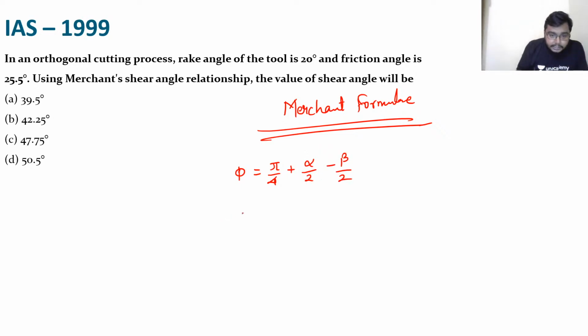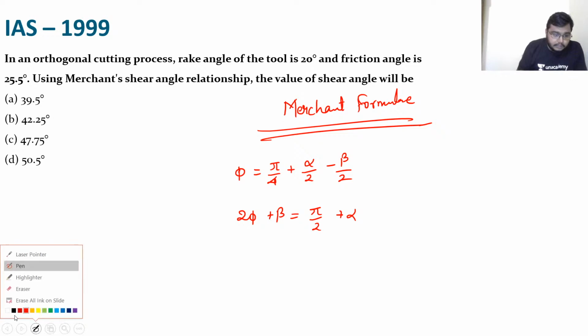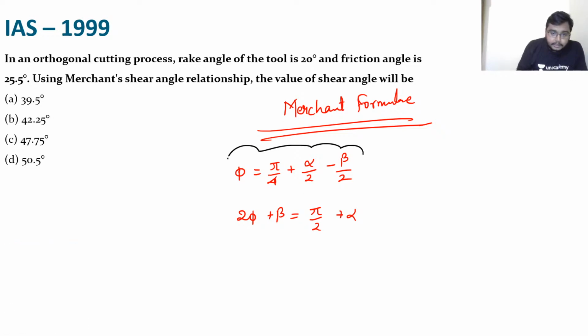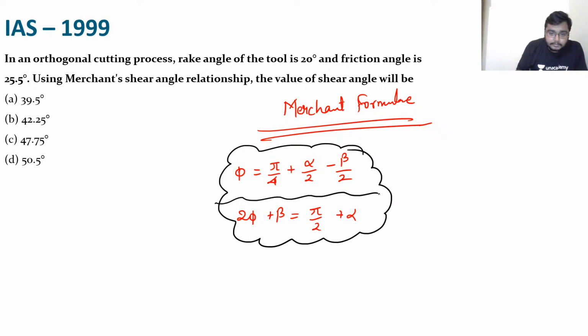This can also be written as 2 phi plus beta is equal to 90, that is pi by 2 plus alpha. So in either way you can remember these things, both are same, right? So this is the Merchant formula, and please use this Merchant formula to tell me the answer.